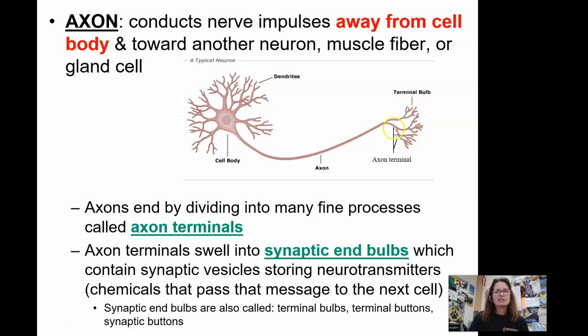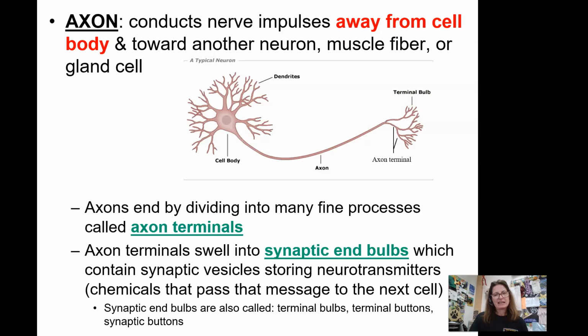And notice when the axon gets to the end, it can split so that it actually can send its message to more than one muscle cell. And so these are called axon terminals. A terminal means end. So you are at the end of the axon. Where you split, you have all these axon terminals. And at the very tip of the axon terminal, you have what are called synaptic end bulbs.